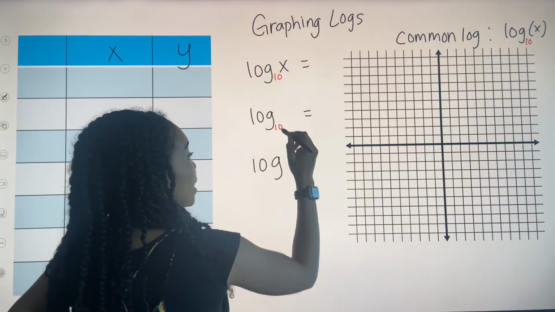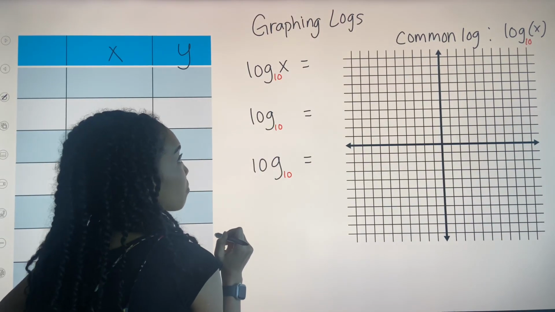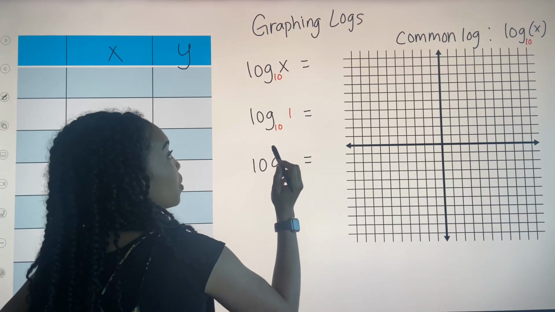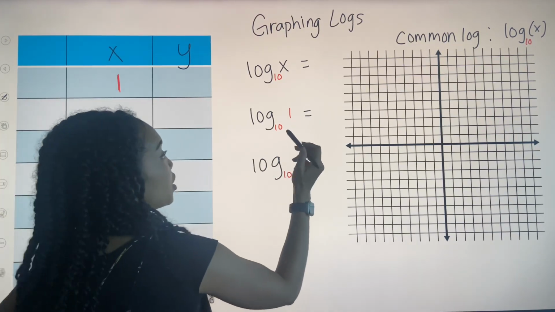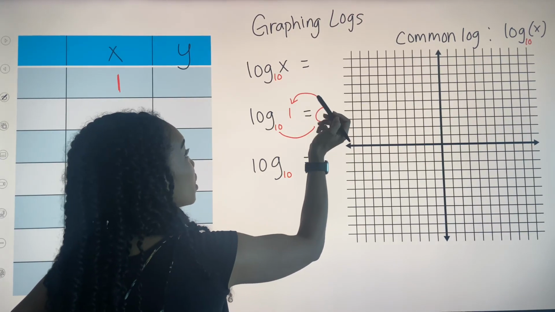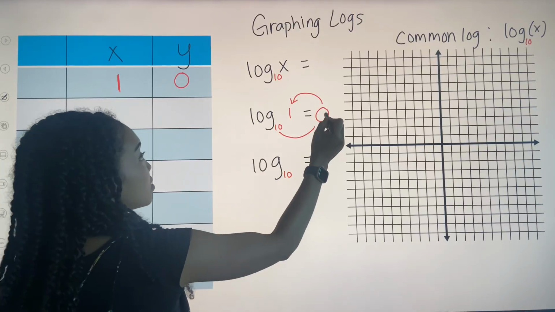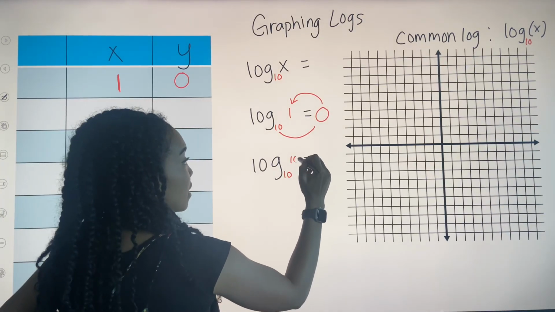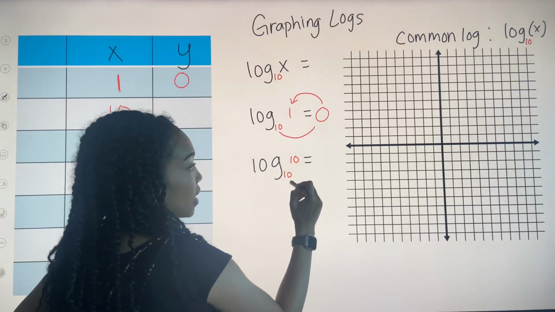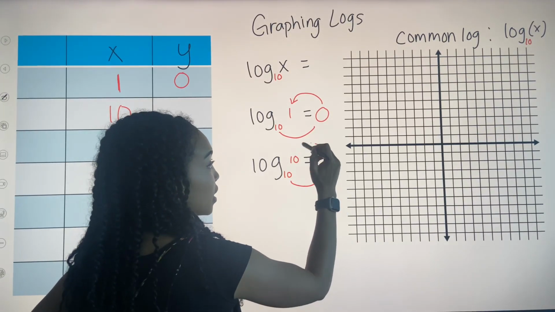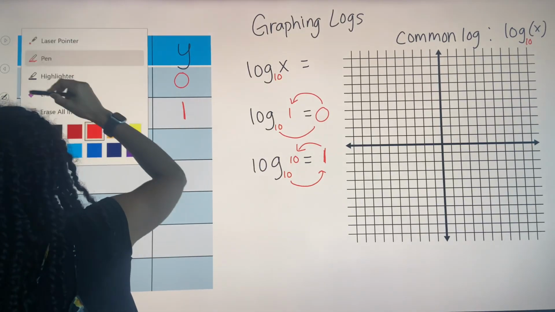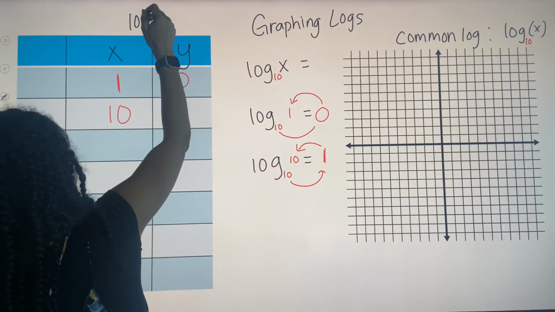So remember, your base is 10 for the common log. So let's plug in a 1 right here. Well, I know 10 to the power of 0 will give me 1, so your y value is 0. Let's plug in a 10 this time. My x value is 10. 10 to the power of 1 gives me 10, so I know that this answer is 1. So this is the table for my common log.